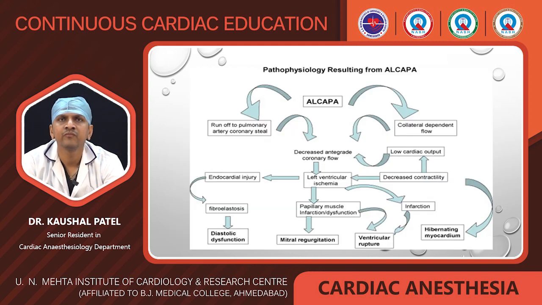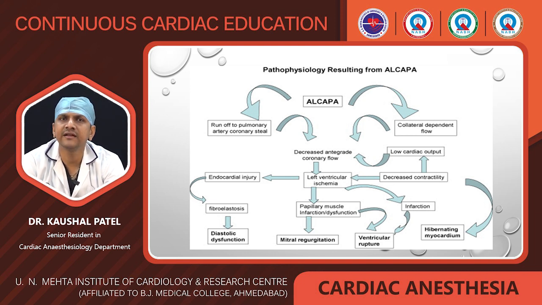Now coming to the pathophysiology of ALCAPA. In ALCAPA, the two main pathophysiological changes are, first, the runoff to the pulmonary artery, the coronary steal, and second, the collateral dependent flow. Due to the runoff to the pulmonary artery, the coronary steal, the blood supply goes from the right coronary artery to the left coronary artery. From the left coronary artery, due to the decreased pulmonary pressure, the supply still goes into the pulmonary artery, which can decrease the anterior coronary flow, leading to chronic left ventricular ischemia.